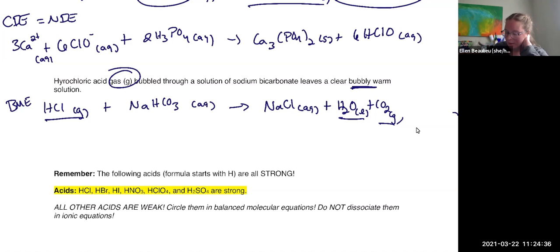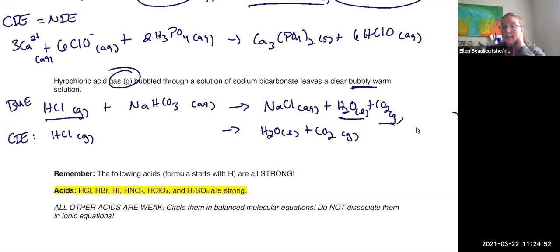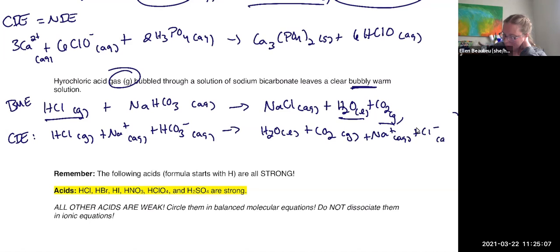So anything that is underlined does not dissociate in my complete ionic. Anything that is not underlined or circled does dissociate. So I have some sodium ions, some bicarbonate ions, some sodium ions, some chloride ions.